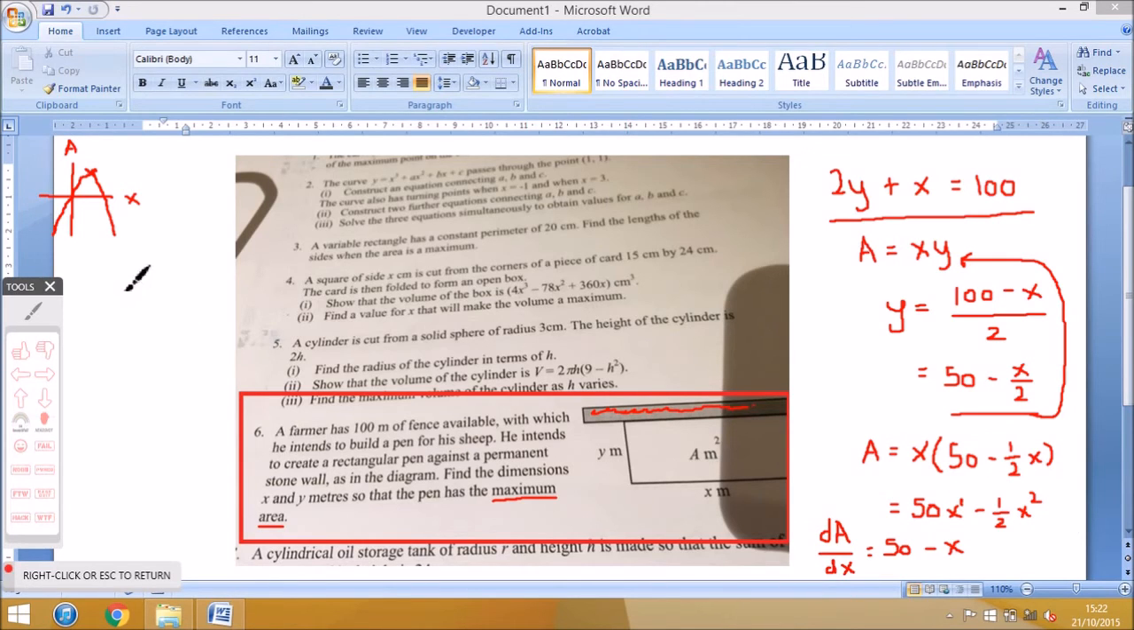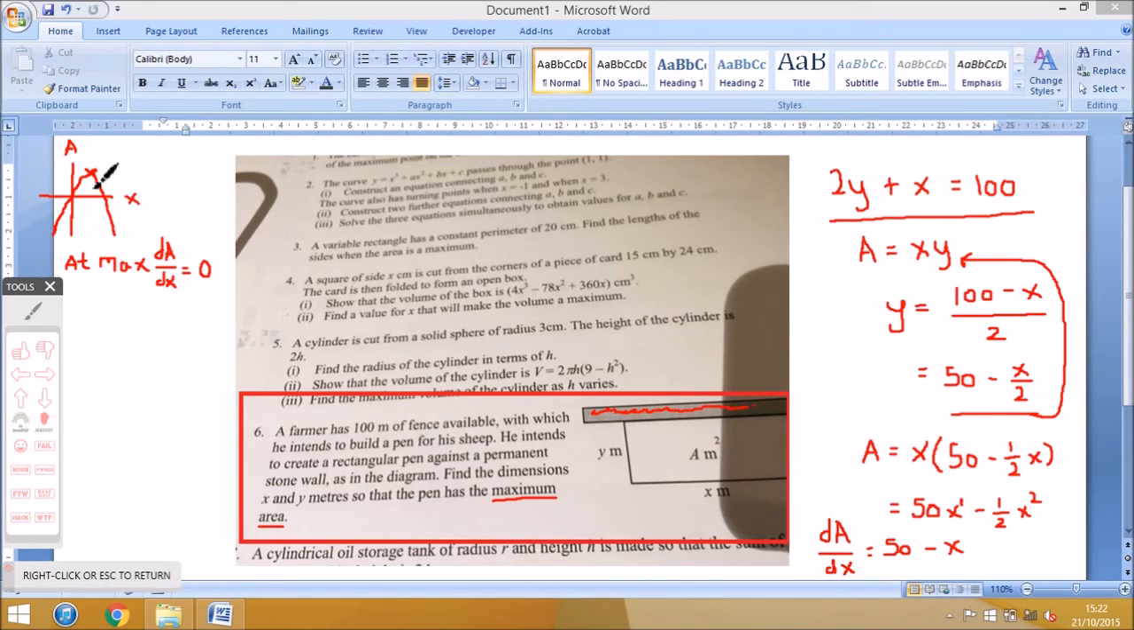Okay, so remember, at a max, let me just write this down over here. So at a max, dA by dx has to equal 0.